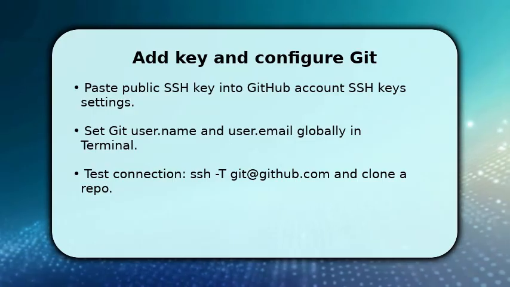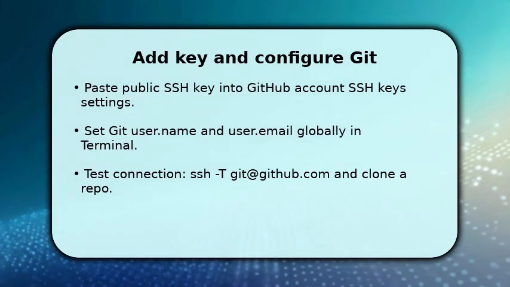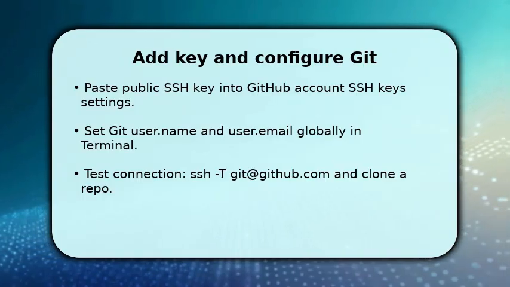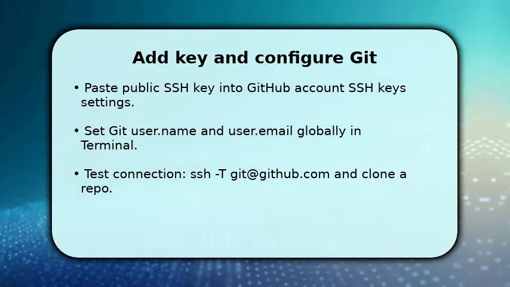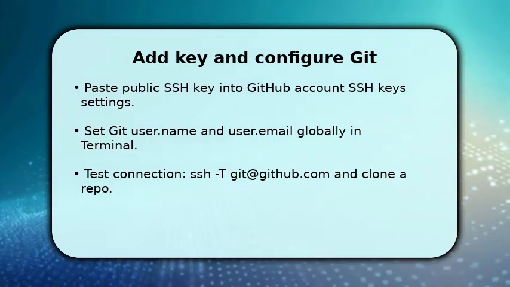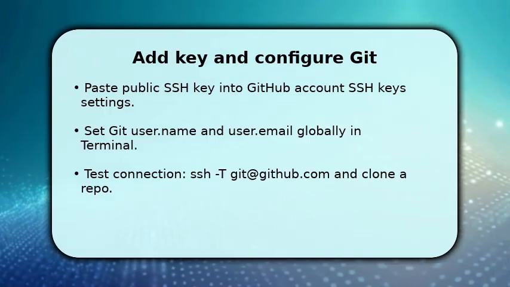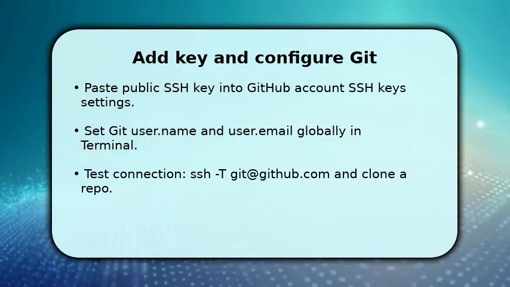Next, add the public SSH key into your GitHub account under SSH and GPG keys. This authorizes your Mac. Then configure Git locally, set user.name and user.email so commits are correctly attributed. Once done, test the connection with ssh -T git@github.com to confirm GitHub recognizes your key.